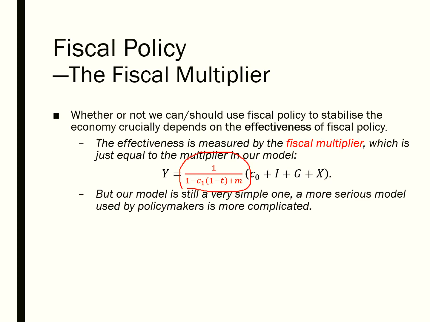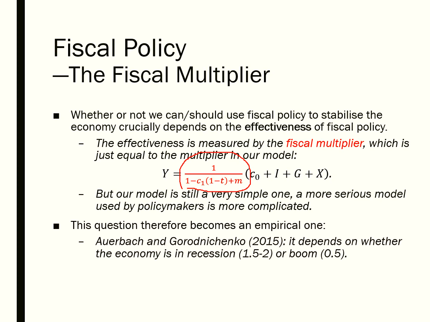But our model is a very, very simple one. We just try to shed the light to make you understand how the economy works roughly. A more serious model used by policymakers, by the Bank of England, for example, by the Treasury, is much more complicated. There are hundreds of equations out there for you to solve. Even thinking about it makes me headache. But anyway, that is what a PhD is for. Okay, we are trained to solve hundreds of equations to give you a numerical answer whether or not you should and how much you should use the fiscal policies.